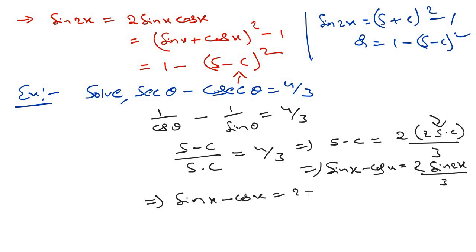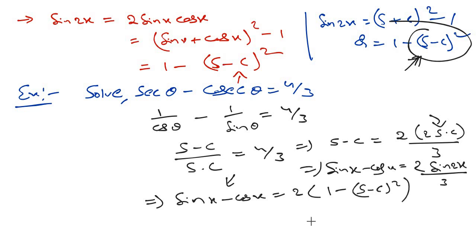So it is sin x minus cos x equals 2 times sin 2x. What is the form useful for the following problem? It is this. Why? Because you can observe sin x minus cos x is present here, that's why it is better to use this. So let us use that formula. Instead of sin 2x, it is 1 minus (sin minus cos) whole square. I can write like that.